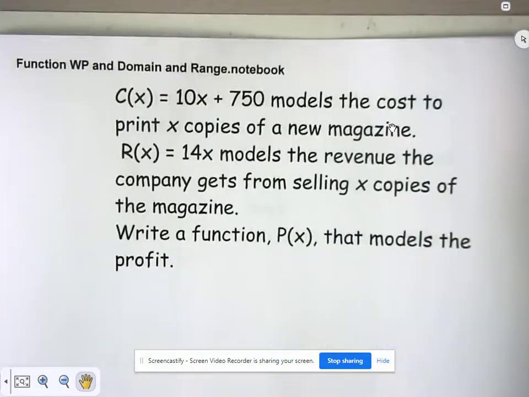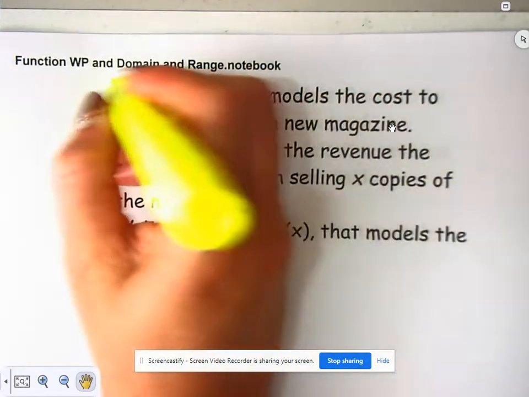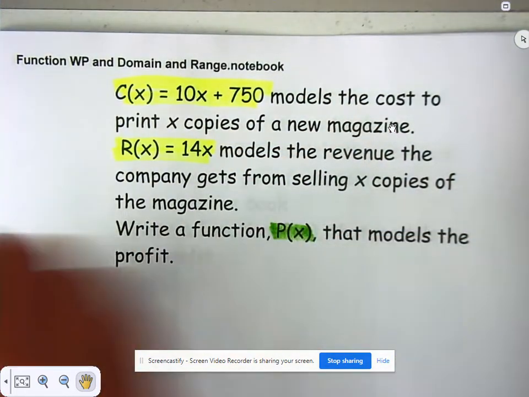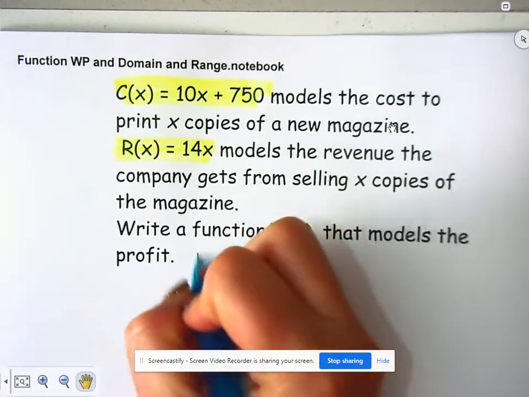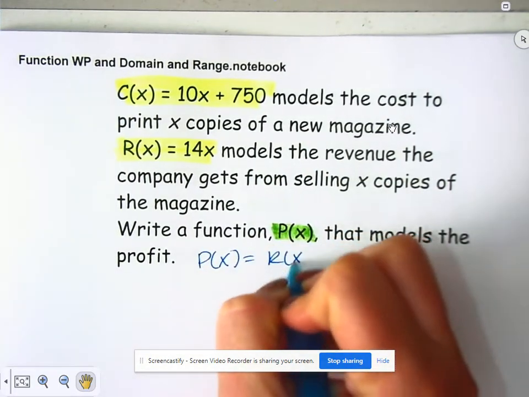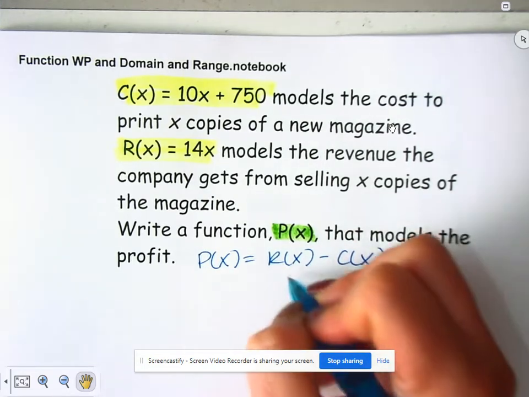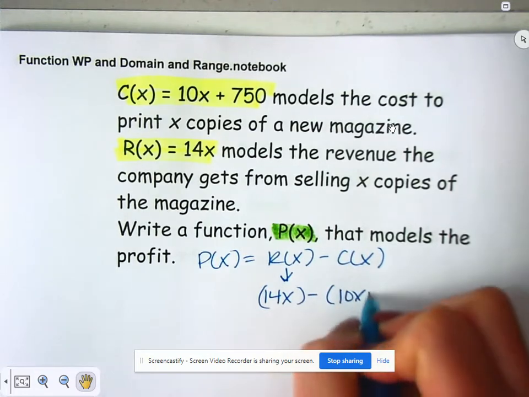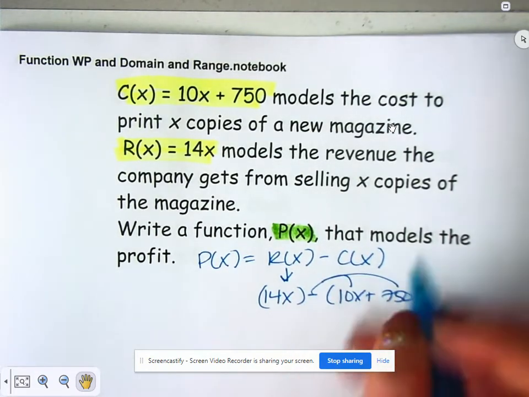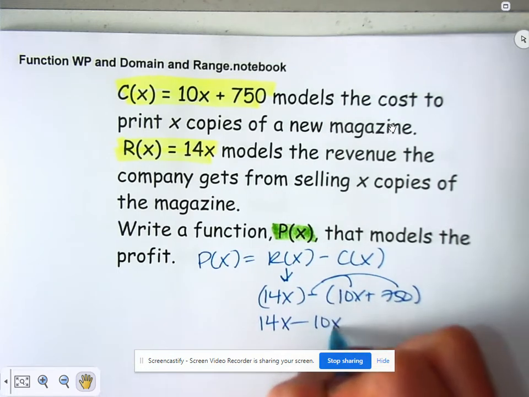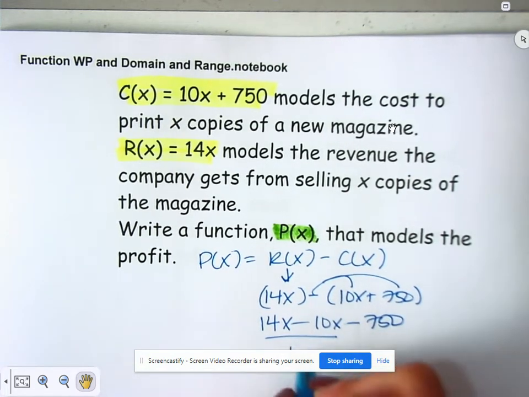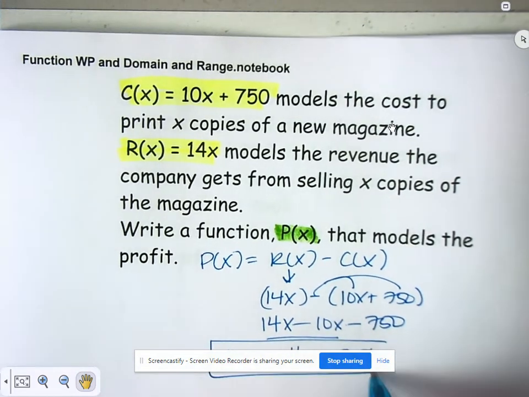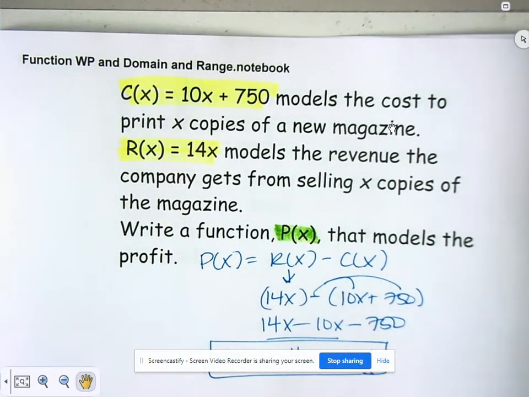So up here, again, what do we need to know? We know the cost equation, we know the revenue equation, and they want us to find our profit equation. So knowing profit equals revenue minus cost, I'm just going to plug these in. Revenue is 14x. Cost is 10x plus 750. So again, we've got to distribute that negative, which is going to give me a profit equation of 4x minus 750.